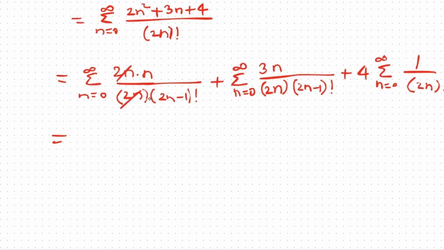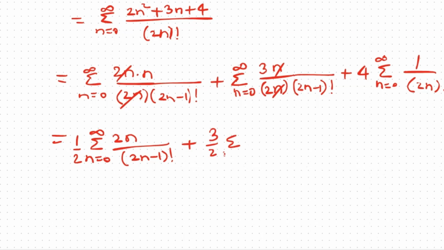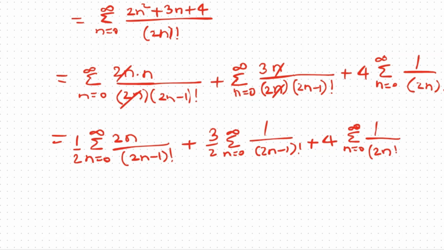Here 2n cancel, n cancel, and you can write this as sigma n equal to 0 to infinity. Here you should divide with 2 and multiply with 2 here, 2n by 2n minus 1 factorial plus 3 by 2 of sigma n equal to 0 to infinity 1 by 2n minus 1 factorial plus 4 sigma n equal to 0 to infinity by 1 by 2n factorial.